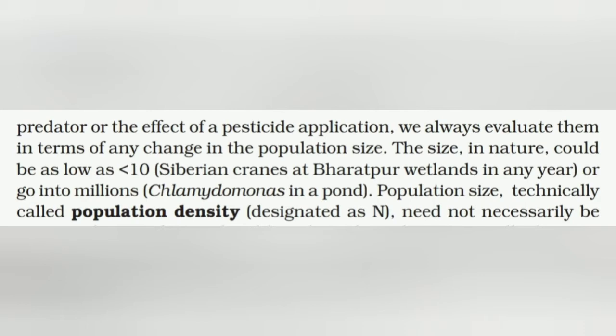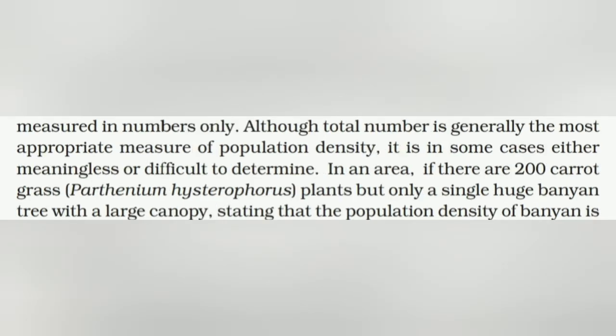The size in nature could be as low as less than 10, for example, Siberian cranes at Bharatpur wetlands in any year, or go into millions, that is Chlamydomonas in a pond. Population size, technically called population density, designated as N, need not necessarily be measured in numbers only, although total number is generally the most appropriate measure of population density. It is, in some cases, either meaningless or difficult to determine.